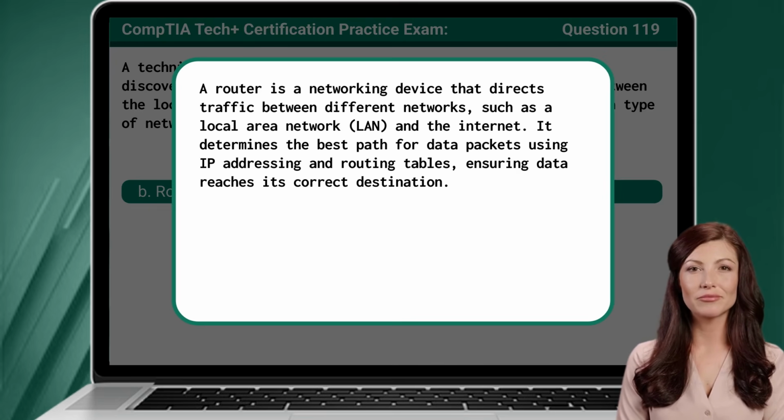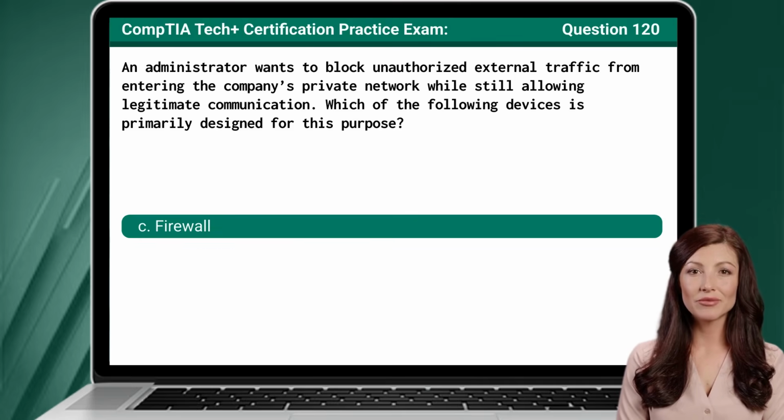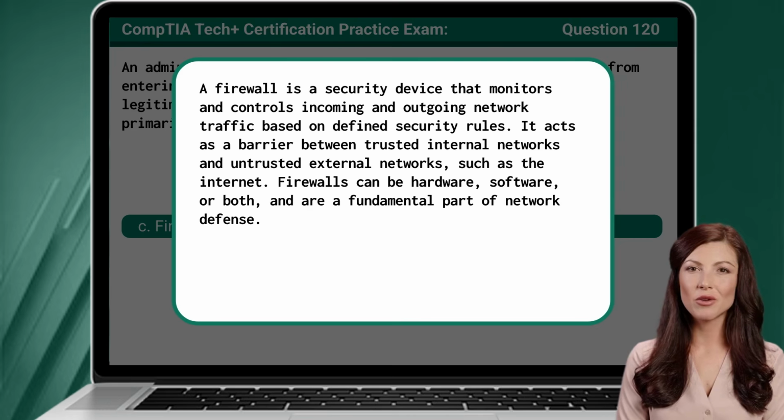destination. Question 120. An administrator wants to block unauthorized external traffic from entering the company's private network while still allowing legitimate communication. Which of the following devices is primarily designed for this purpose? The answer is C. Firewall. A firewall is a security device that monitors and controls incoming and outgoing network traffic based on defined security rules. It acts as a barrier between trusted internal networks and untrusted external networks, such as the Internet. Firewalls can be hardware, software, or both, and are a fundamental part of network defense.